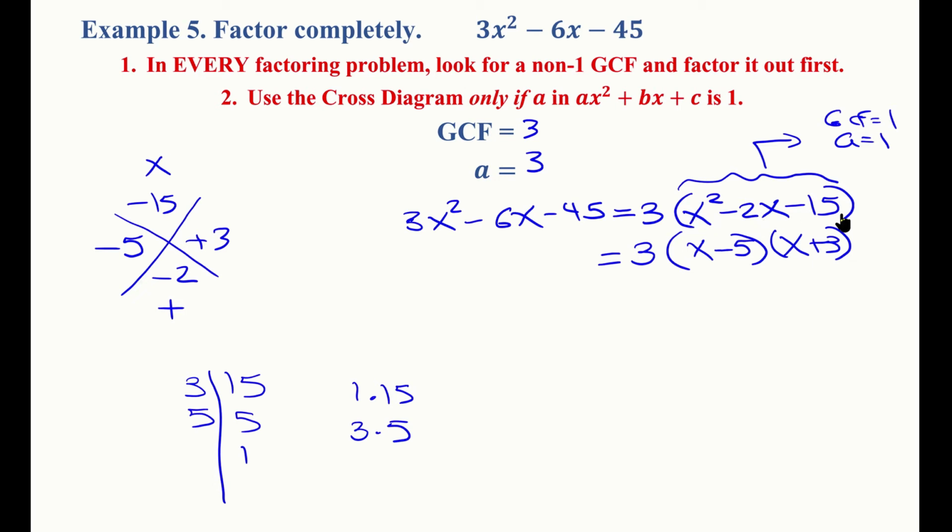We can do a quick check to see whether we factored that trinomial correctly. First times first is first, last times last is last. The inner product is negative 5x. The outer product is positive 3x. They add up to negative 2x. So that right there should work out for us. Okay. So there is the factorization with a GCF on the outside that we were able to factor out first.